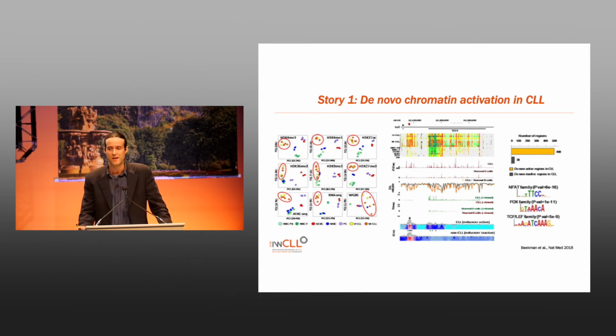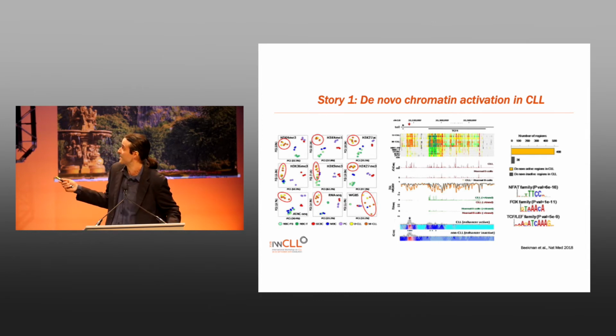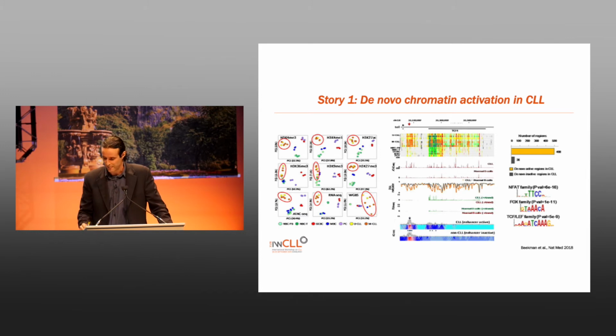And indeed we did. We found 500 regions that became de novo active. That means that they were not active in normal B cell differentiation and became active only in CLL, like this super enhancer and many, many others.